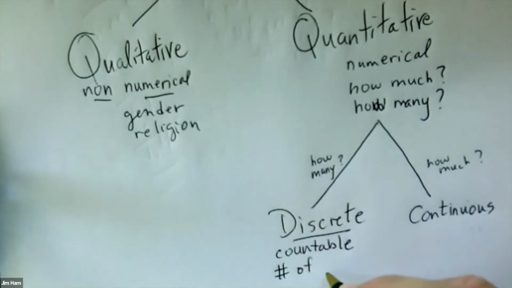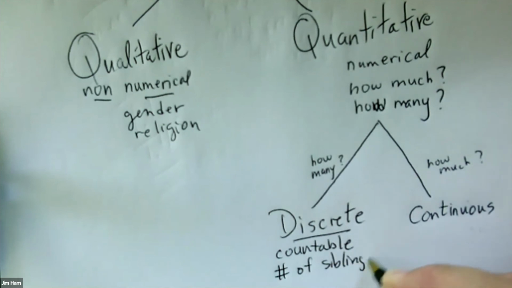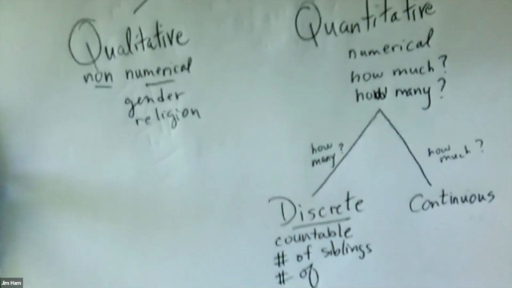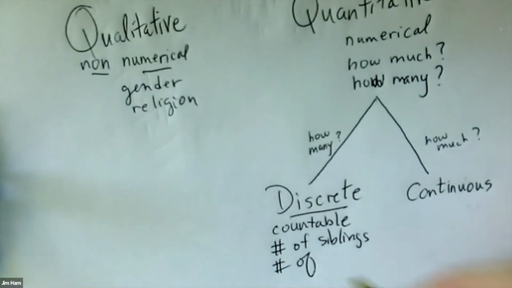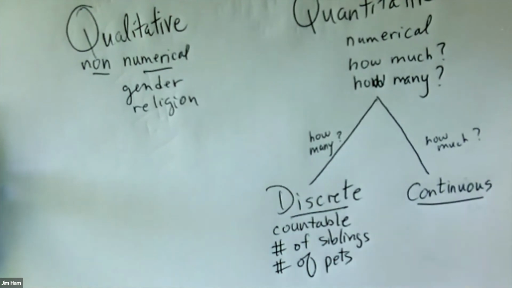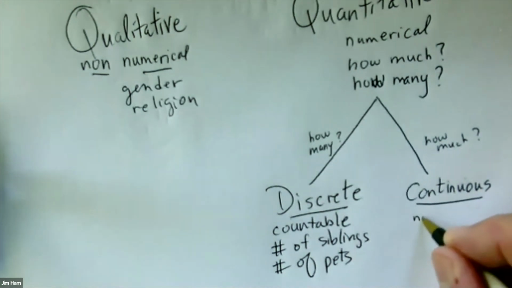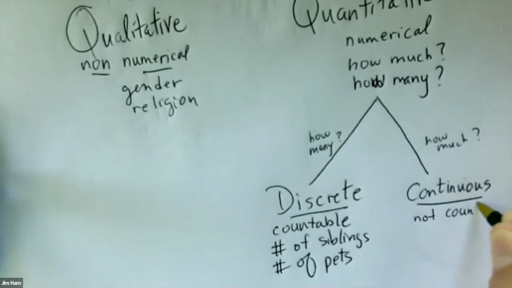Number of siblings. If it begins with "number of," then you're probably dealing with a discrete random variable. Number of pets, number of cars you own, number of credits you're taking, and so on. Continuous is more about quantities that are not countable. So that's the big difference.